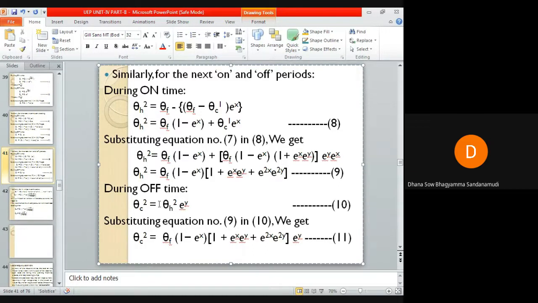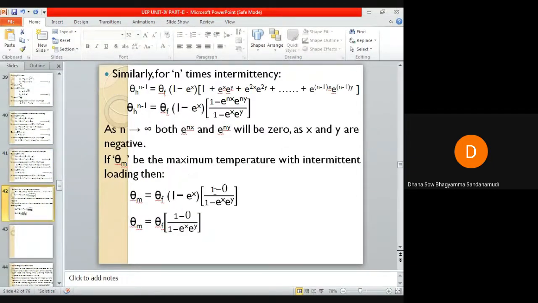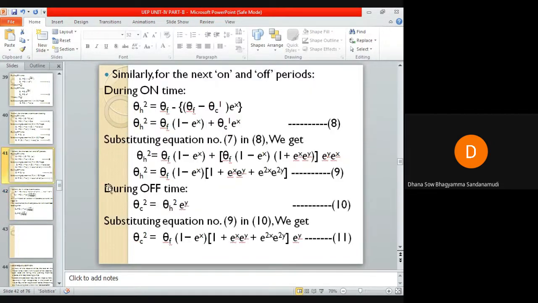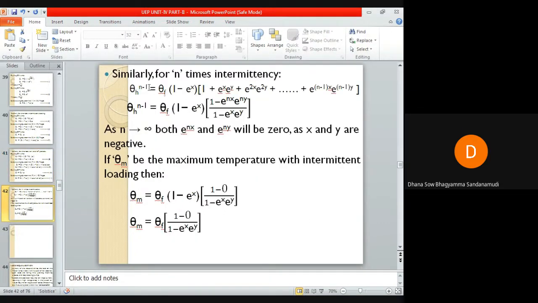So similarly, we can further do up to n times intermittency. If you go to your nth time, after performing similar calculations which I have done in the previous slide, you will get theta h n minus 1 as theta F into (1 minus e power x) into (1 plus e power x e power y plus e power 2x e power 2y plus so on up to e power (n minus 1)x e power (n minus 1)y).